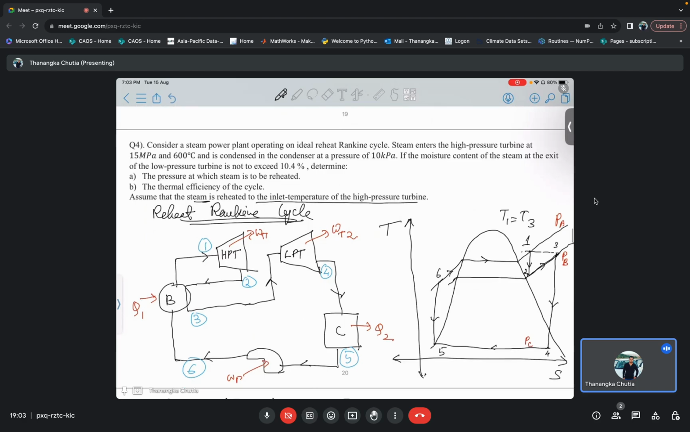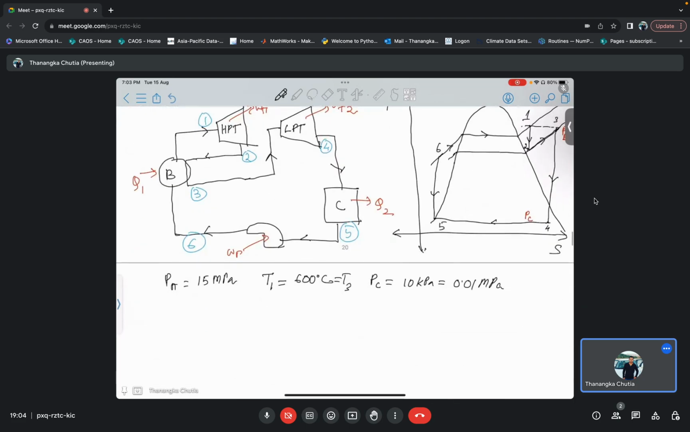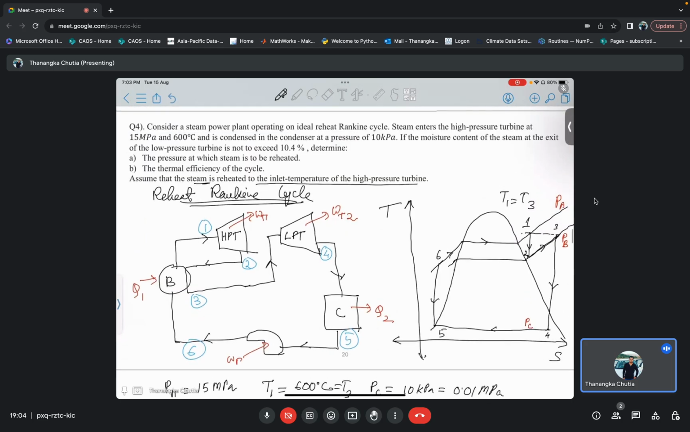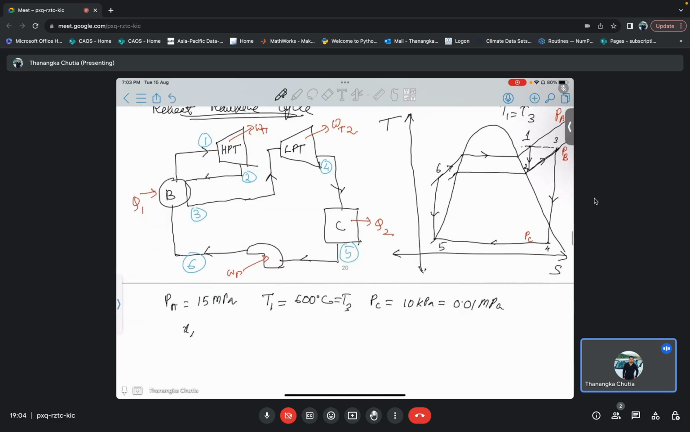Okay, and one more thing is given to us, that at this point, that is point number 4, the moisture content of the steam at the exit of the low pressure turbine is not to exceed 10.4%. So that means your X4 is given as 1 minus 10.4 divided by 100, which is 0.896. Okay, so this is the moisture content.